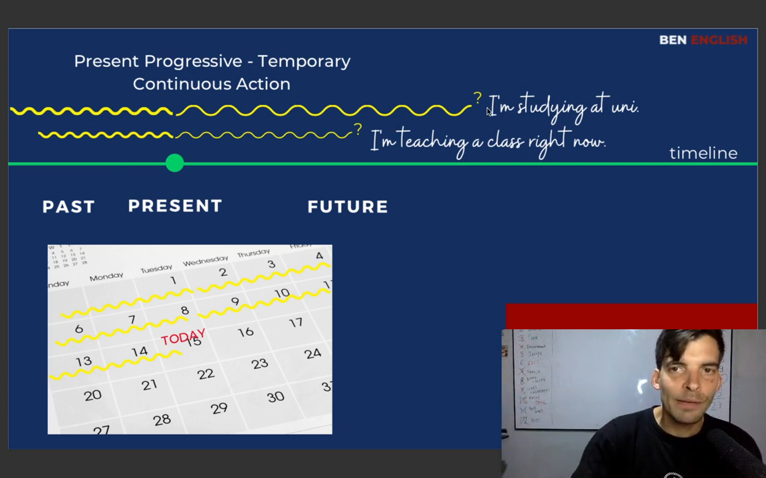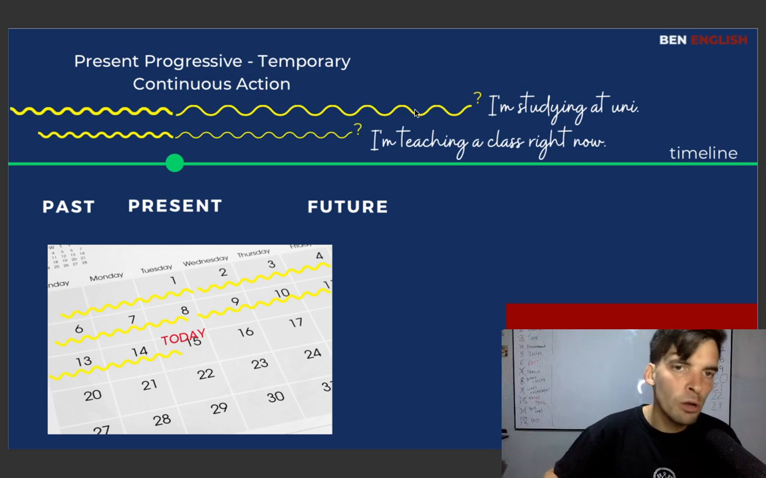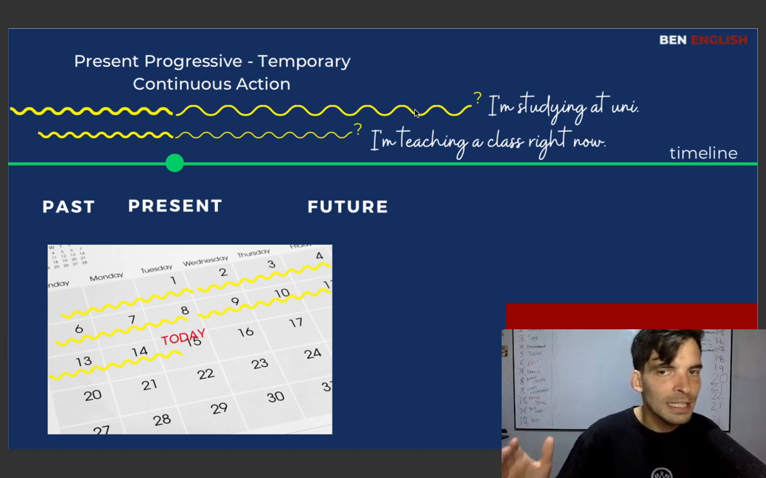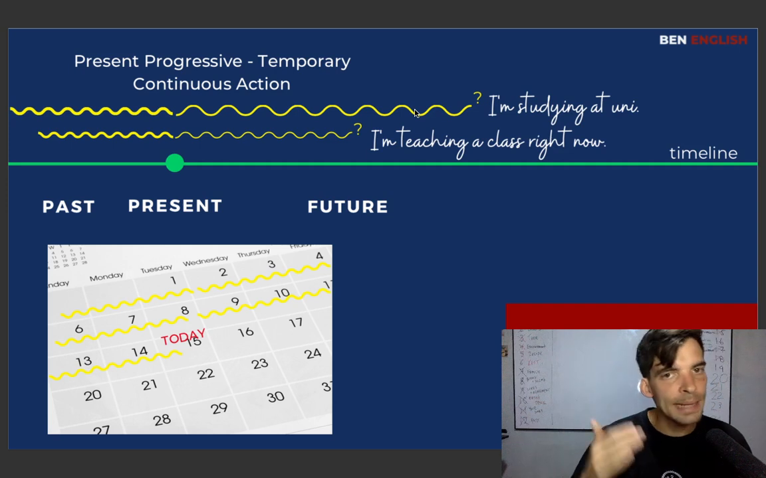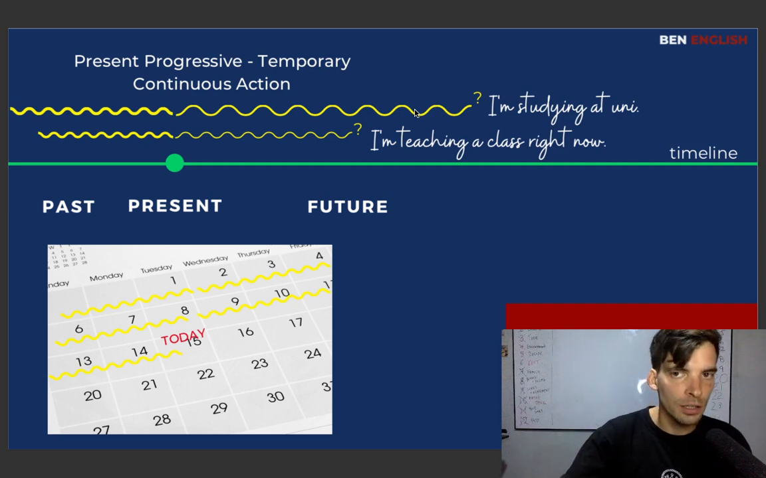In one case, we have I'm studying at university, short uni. Uni is short for university. So this is something that you might not be doing right now in this moment, but it's over an extended period of time, 5 years maybe, 3 to 5 years, 7 years even. But it's not something that you're going to do forever. It's temporary. You're going to finish studying at university.